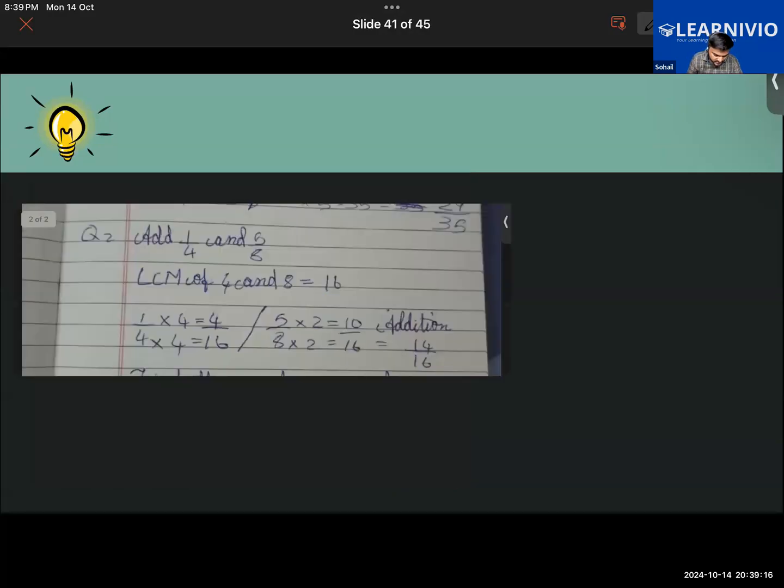Then we have one similar question, 1 upon 4 and 5 upon 8. Here you have found the LCM to be 16. That is again false. That is not correct.